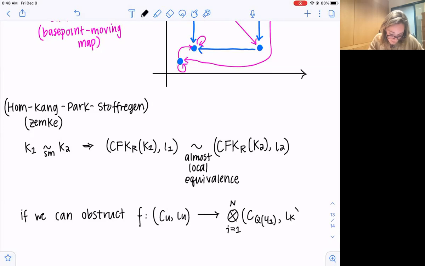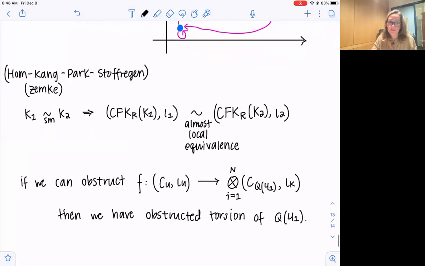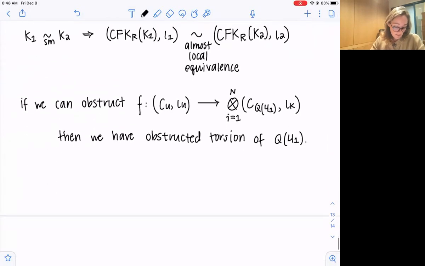So if we can obstruct this map for any finite n, then we have obstructed the torsion of the knot. Okay, and that's sort of exactly what we will do. So I will outline what that proof looks like here.